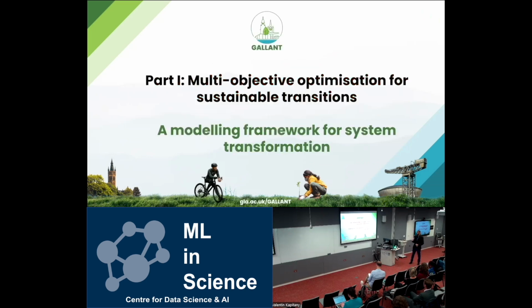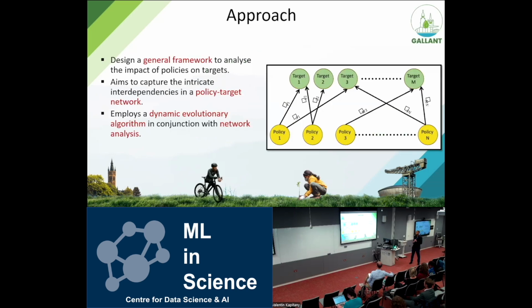So in the first part, I will introduce a modeling framework that performs a multi-objective optimization for reconciling social and environmental targets. The general idea of the framework is to analyze the impact of different policies on targets. And we also aim to capture the intricate interdependencies within policy target networks.